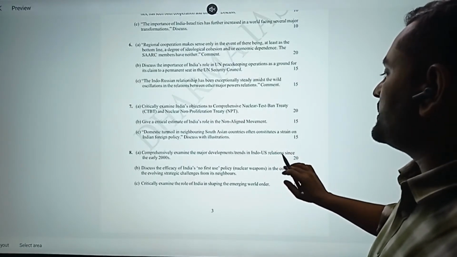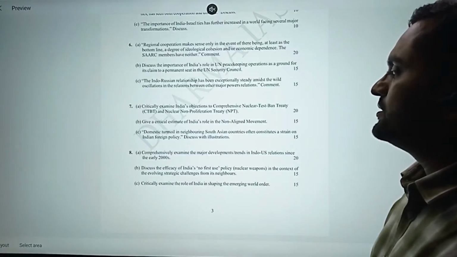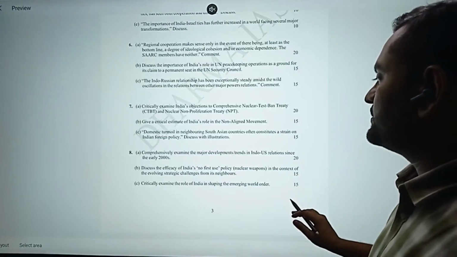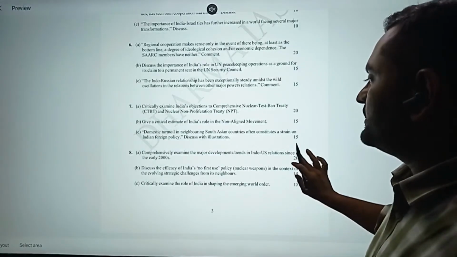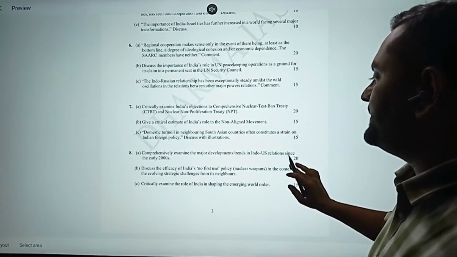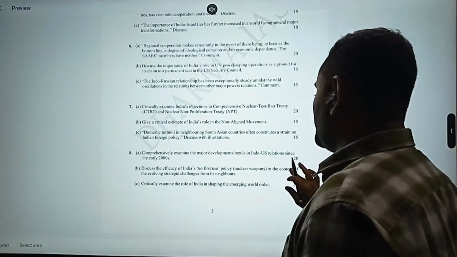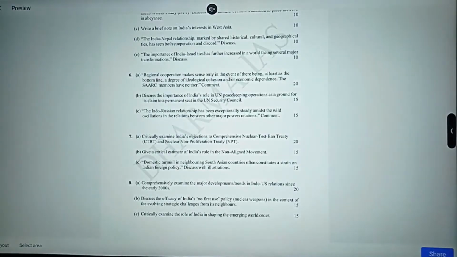8A on the India-US relationship since 2000, 8B, no first use policy and any reforms required. And last, 8C, critically examine the role of India in shaping the emerging world order. So these are the questions we are going to discuss in the next 2 hours. Okay, so now we'll start.